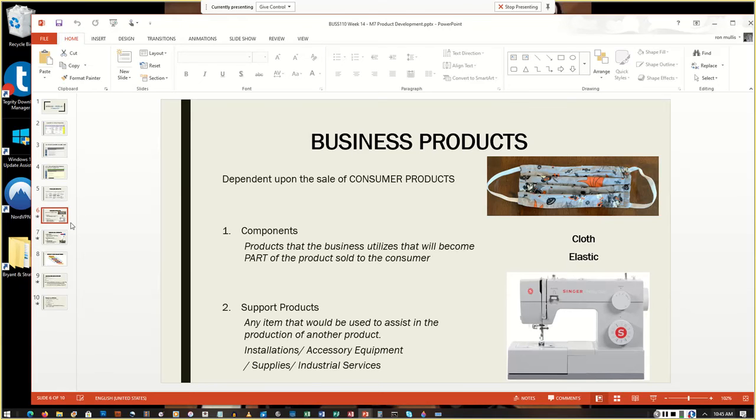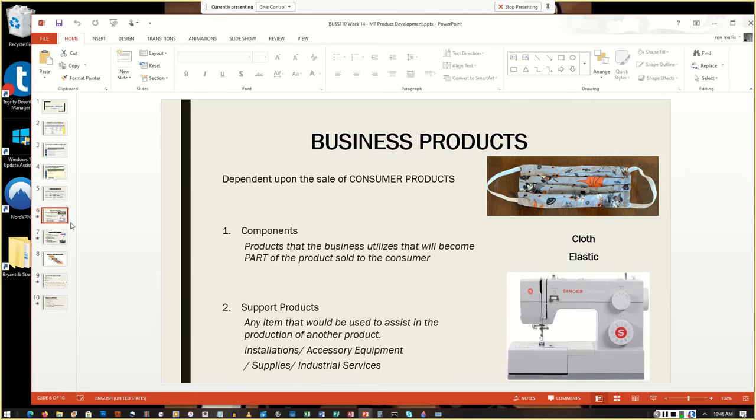You have your components and you have your support products. The components are products that will become part of the final product. An example with the jeans: the denim for the jeans would be a component of the finished jeans. Components are usually things like raw materials or product parts.